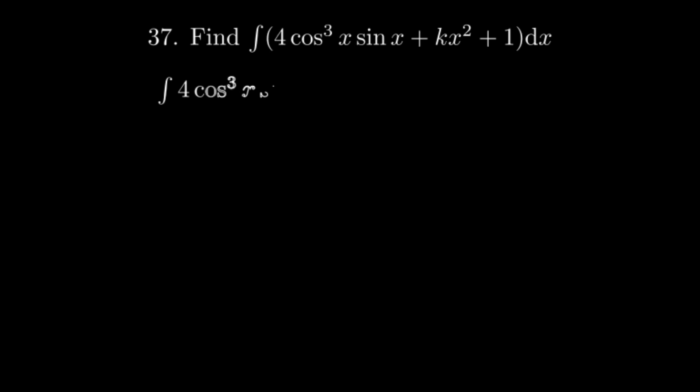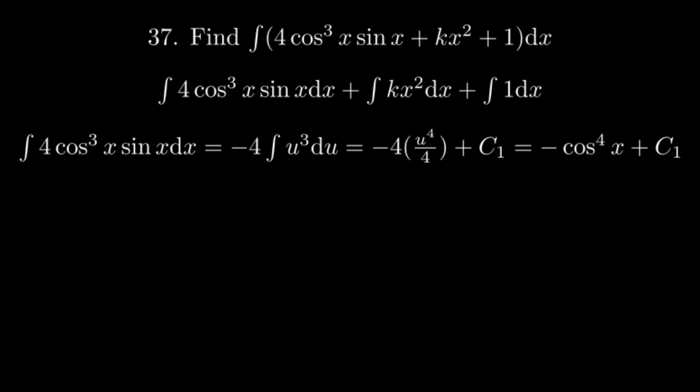Question 37 asks us to find the integral of 4 cos cubed x sin x plus kx squared plus 1 dx, where k is a constant. We can integrate this term by term. For the first term, let's use substitution. Let u equals cos x, so du equals negative sin x dx.